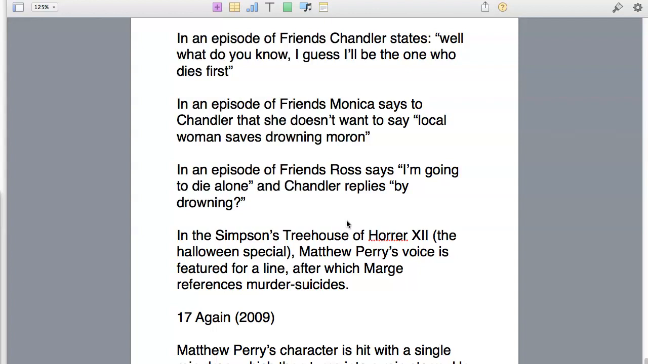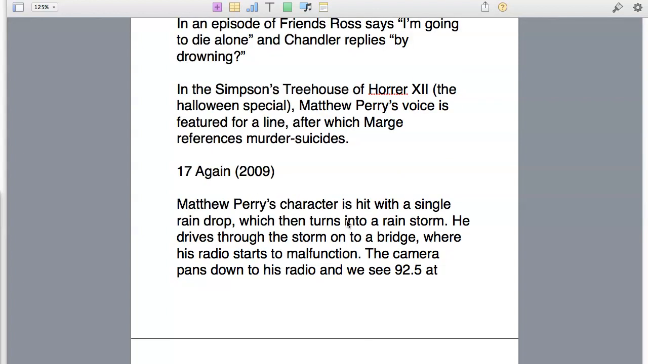In an episode of Friends, Monica says to Chandler that she doesn't want to say, local woman saves drowning moron. She's referring to Chandler. They're taking a picture and he's being silly and she refers to him as a drowning moron. In an episode of Friends, Ross says, I'm going to die alone. And Chandler replies, by drowning. Obviously, Matthew Perry died alone by drowning.